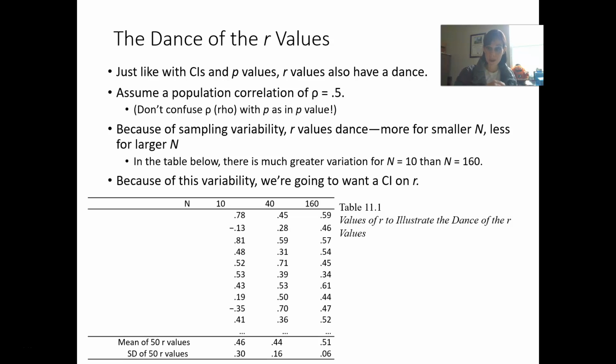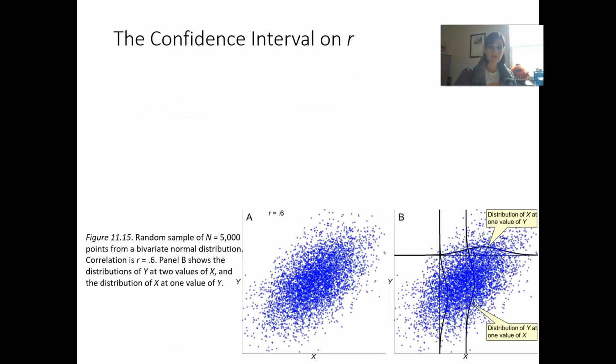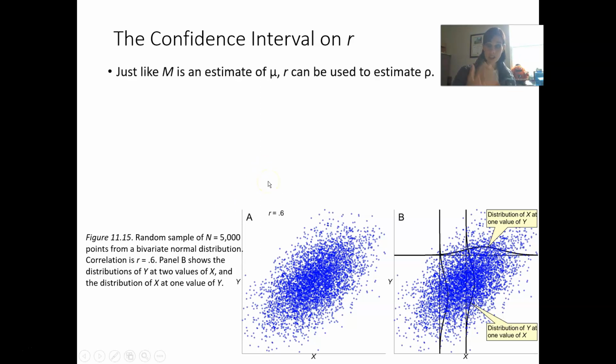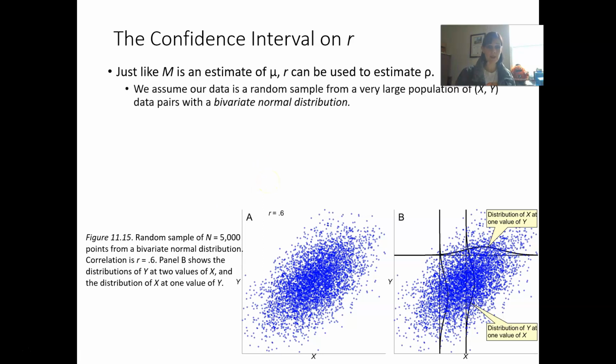So because of this variability, we need to have a confidence interval on r. So how are we going to do this? So r is basically going to function as our point estimate of rho, just as our sample mean is basically functioning as our point estimate of mu in the population. So we can actually use r to estimate rho.